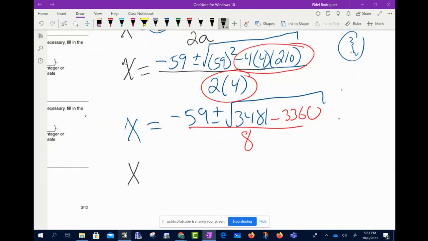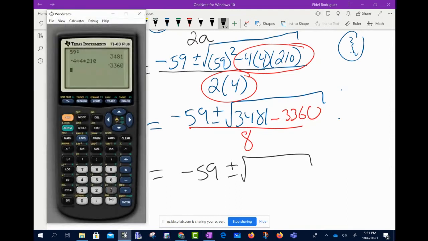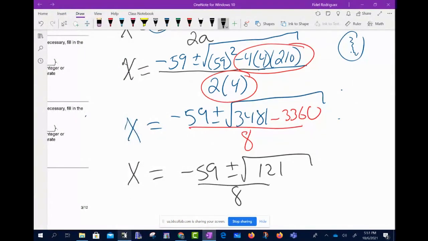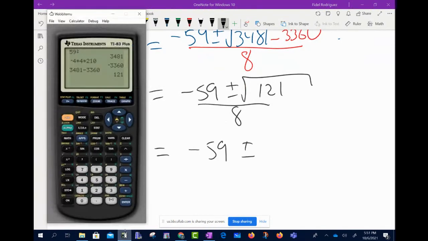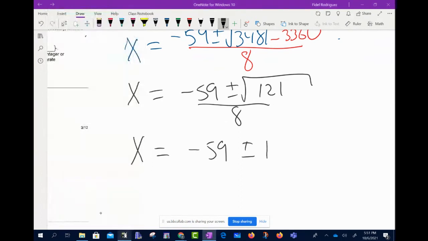So x equals negative 59 plus or minus, and I'm going to take 3481 minus 3360, and that's giving me 121 over 8. I'm still going to keep going here, y'all. Negative 59 plus or minus. Look what we're trying to do: we're trying to take the square root of 121. So I'm going to go second, square root, 121, and close my parentheses. It equals, oh, that's nice and pretty.